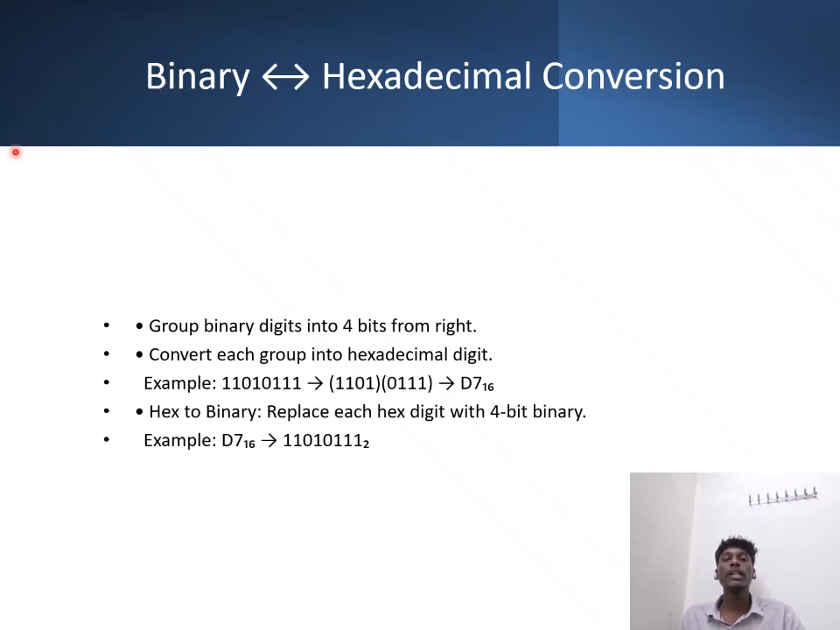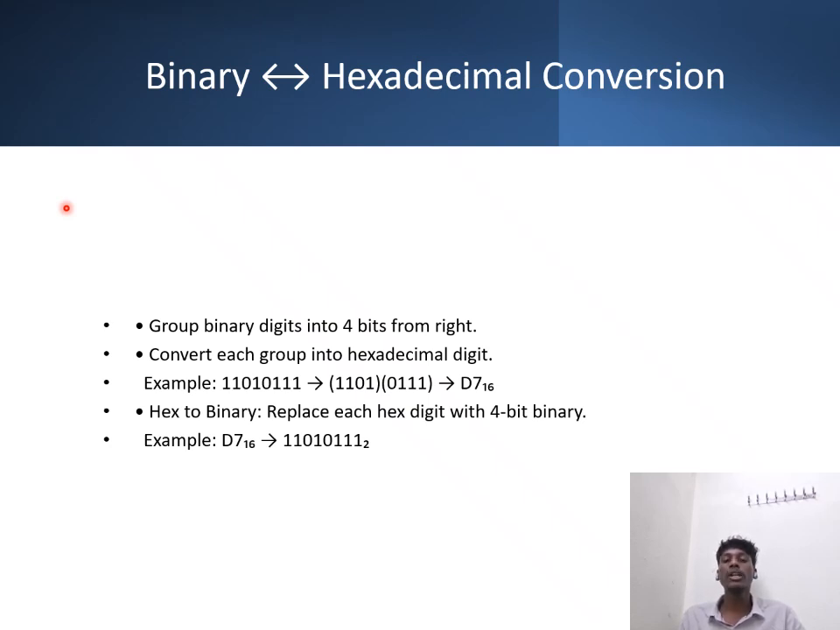For hexadecimal, there are the digits 0, 1, 2, 3, 4, 5, 6, 7, 8, 9, A, B, C, D, E, F. Here we replace 10 with A, 11 with B, 12 with C, 13 with D, and so on, 15 with F. Now we will see the conversion from hexadecimal to binary system.